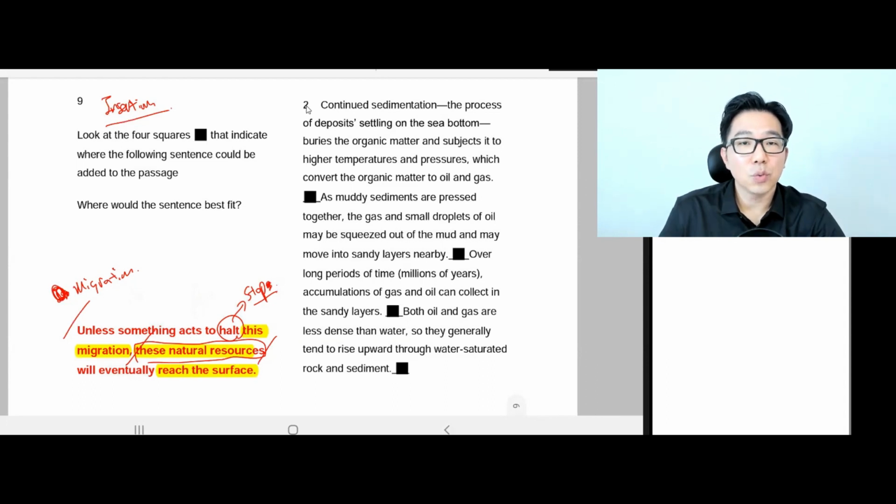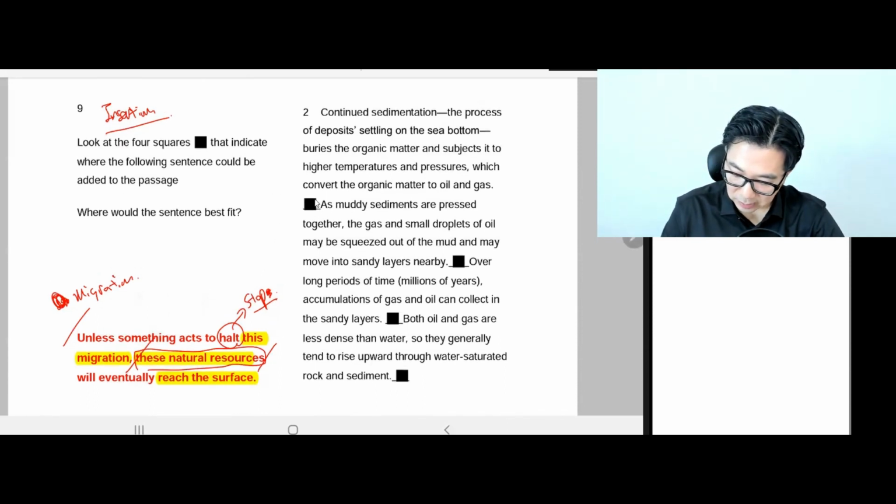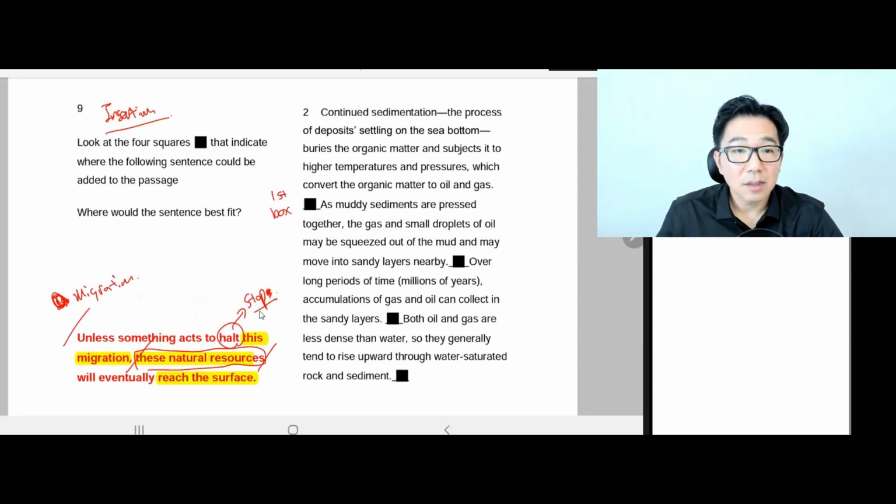All right, paragraph 2. "Continuous sedimentation," which means the process of deposit settling on the sea bottom, buries the organic matter and subjects it to higher temperature and pressure, which converts organic matter to oil and gas. This makes no sense. We can never put this in the first box. It's not going to work at all, right? We don't have any migration.